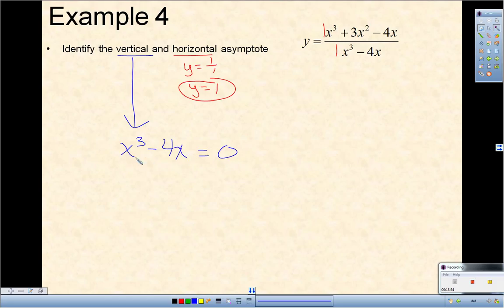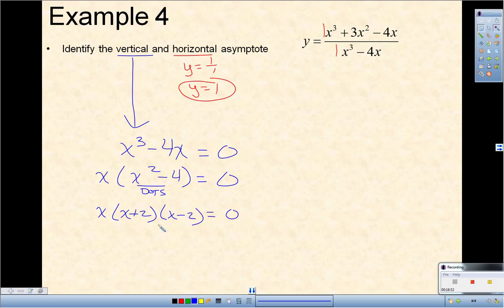So I have this, and I notice that they have an x in common, so I'm just going to solve this by factoring. So I'm going to factor out an x, and that's going to leave me x squared minus 4. And then I notice that this is a difference of two squares, so I'm going to factor that into x plus 2 and x minus 2, and set each one of these equal to 0. So I'm going to have x is equal to 0, x plus 2 is equal to 0, and x minus 2 is equal to 0. So I get three vertical asymptotes: x is equal to 2, x is equal to negative 2, and x is equal to 0.